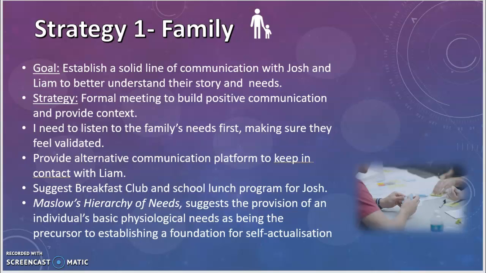Knowing that Josh often doesn't have food for recess or lunch, I ask him if he would like to join the breakfast club and the school lunch program. We need to make sure he has fuel in his system to be able to function and participate actively in class. This first strategy is all about building a foundation for positive communication and making sure Josh's basic needs are met.